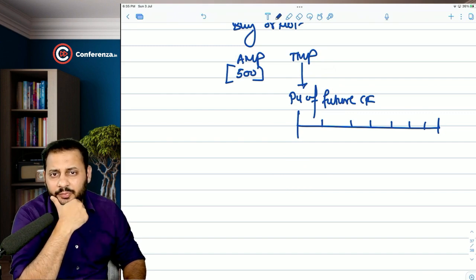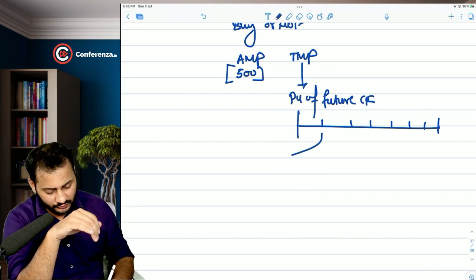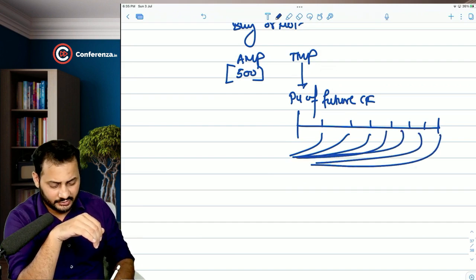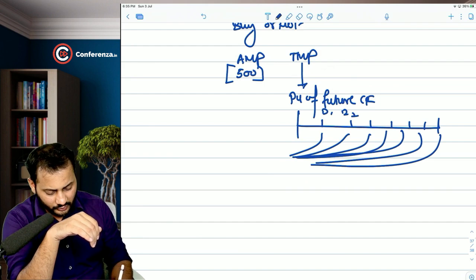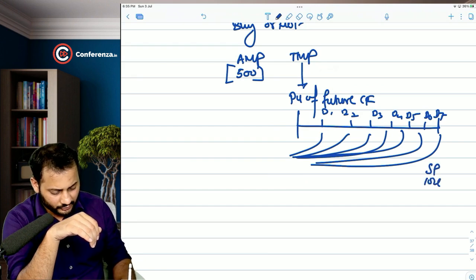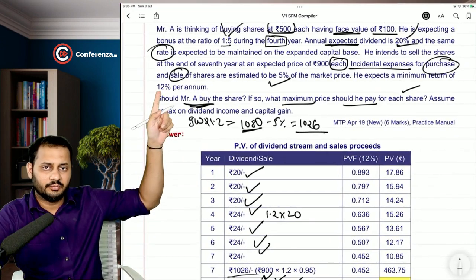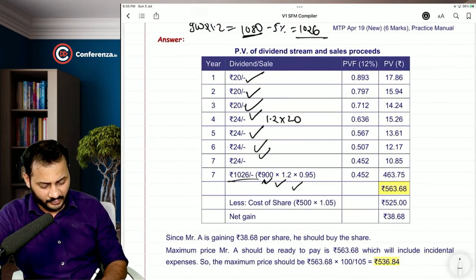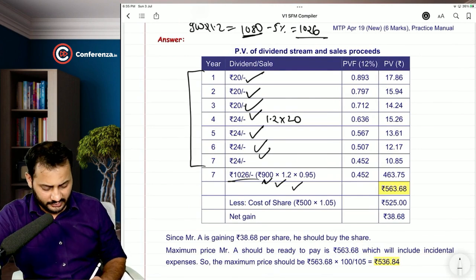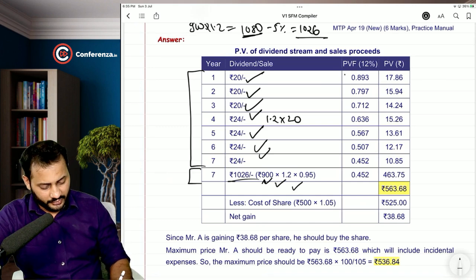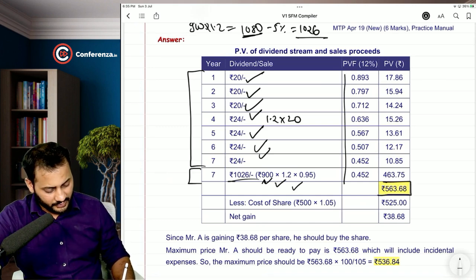Let's calculate the present value of all the future cash flows. So first year, second year, third year, fourth year, fifth year, sixth year and seventh year dividends. D1, D2, 3, 4, 5, 6 and 7, and then the selling price. So 1026, the present value of that. You have the discount rate of 12%. You can do the calculation. These are 6 years' dividends. This is the 7-year dividend. This is the 7th year's cash flow. If you take the discounting rate, you arrive at a price of 563.68.